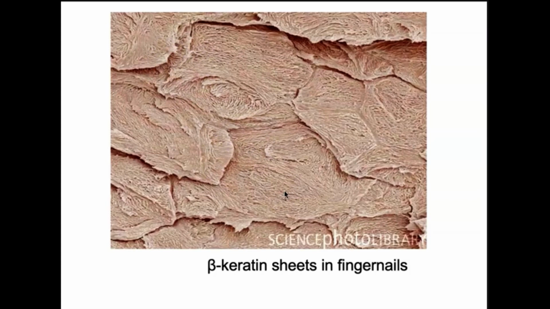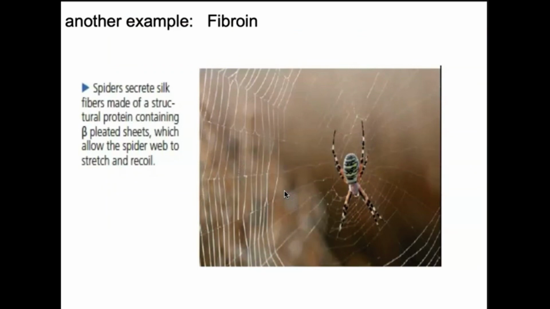Another example of beta pleated sheet structure, a structural protein, is fibroin, which is the silk protein in spider webs. So this is beta pleated sheet, and that's why the structure can stretch and recoil a little bit, because the sheets are not held together by hydrogen bonds. The sheet itself is held by hydrogen bonds, but the stacking, the layering of the sheets, is held together by weak interactions.